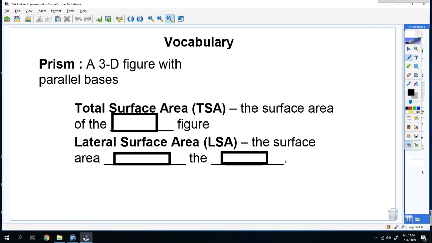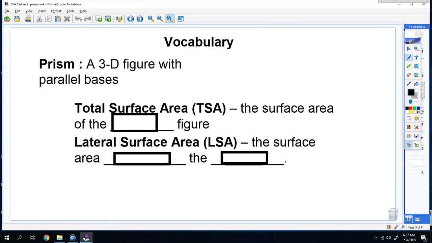Hey, so we're going to be going over finding the surface area and lateral surface area of a prism, and we're going to mainly focus on rectangular prisms today. So first off, a prism is a 3D figure with parallel bases, meaning a prism has two bases, and they have to be parallel to each other.